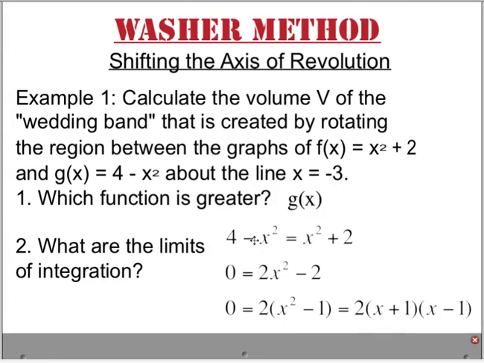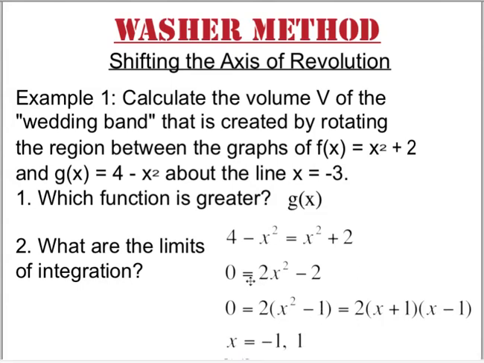Since this one's a negative, we're going to add it to the other side, so we would get 2x squared minus 2. I factored the 2 out to get 2 times x squared minus 1, and then that's a difference of squares, so that factors to x plus 1 and x minus 1. And so our x values, our limits of integration, are going to be x equals -1 and 1. And then just remember that we're revolving it around the line y equals -3, not x equals -3.